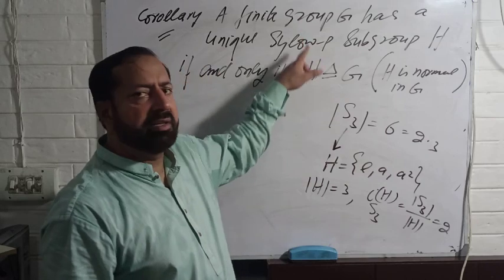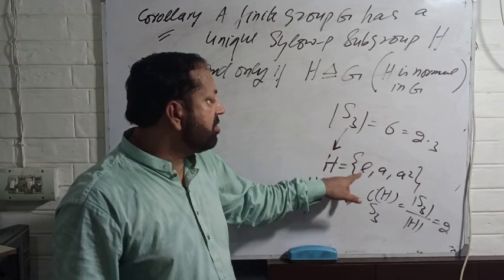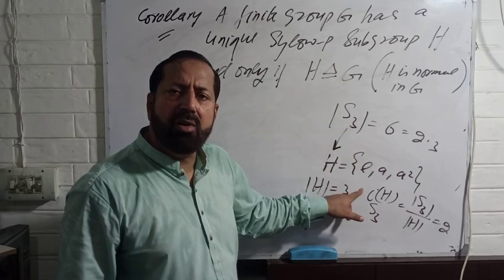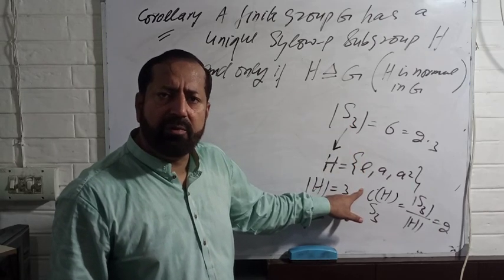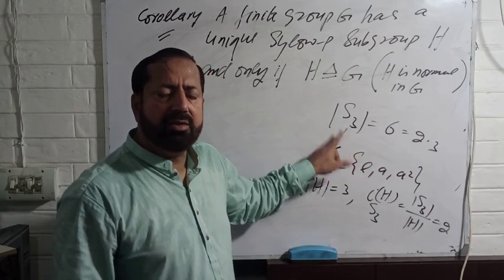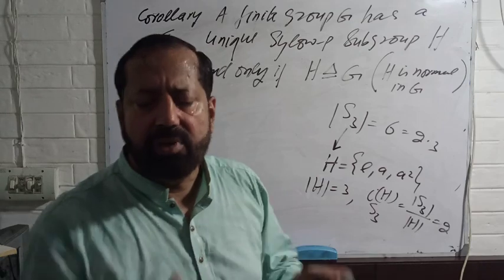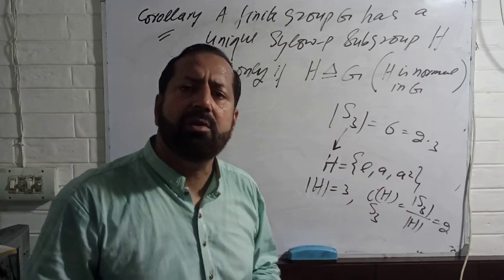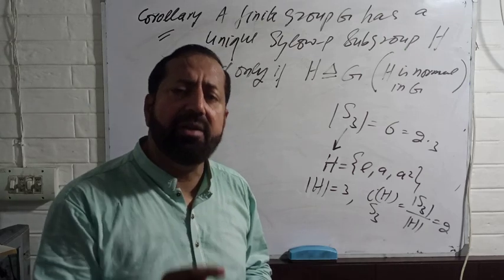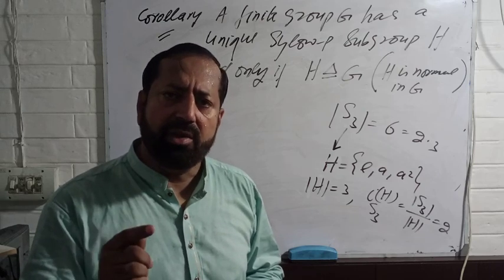Now you can see this result. Since this is normal in S3 and this is the only Sylow P subgroup in S3, right? Yes, we have seen that. This is the only subgroup of order 3 in S3, and also this is the Sylow 3 subgroup in S3. That's why you have this result. So you have G as a finite group and H is a Sylow P subgroup. Now, H is normal in G if and only if H is the unique Sylow P subgroup in G.